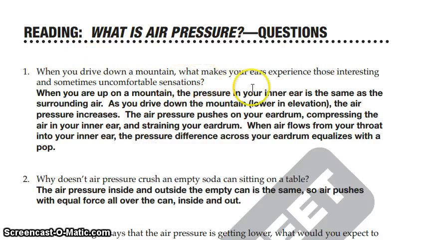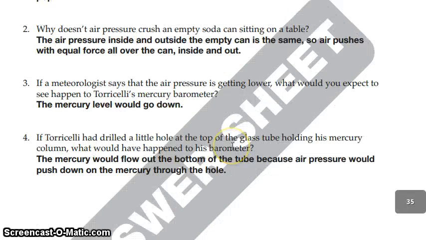When you drive down the mountain, what makes your ears experience those interesting and sometimes uncomfortable sensations? When you go up the mountain, the pressure in your inner ear is the same as the surrounding air. As you drive down the mountain, to the lower elevation, the air pressure increases. The air pressure pushes on your eardrum, compressing the air in your inner ear and straining your eardrum. When the air flows from your throat into your inner ear, the pressure difference across your eardrum equalizes with a pop. Okay, then they have some other questions here.